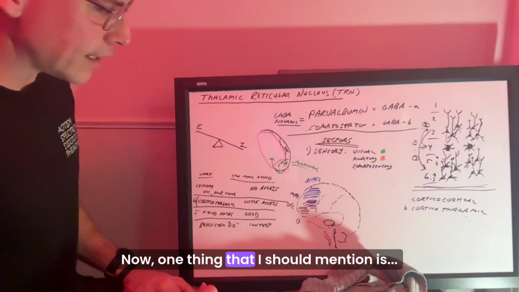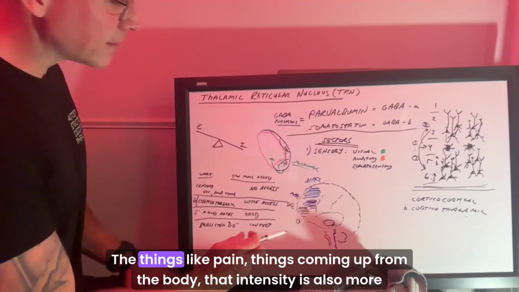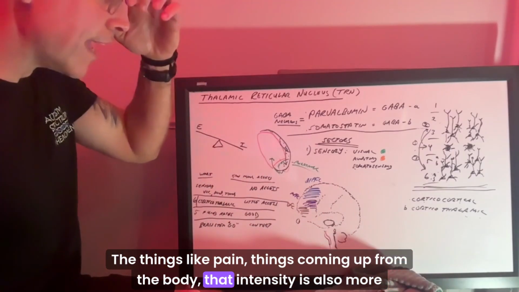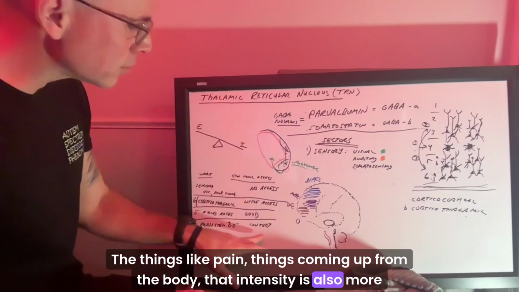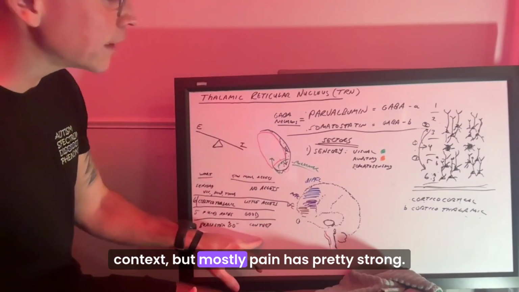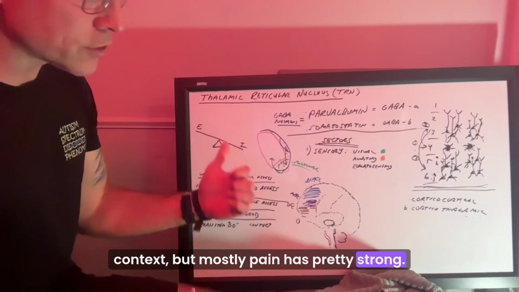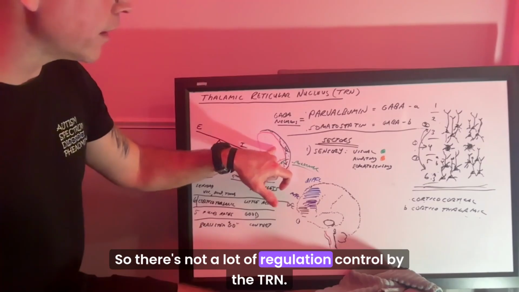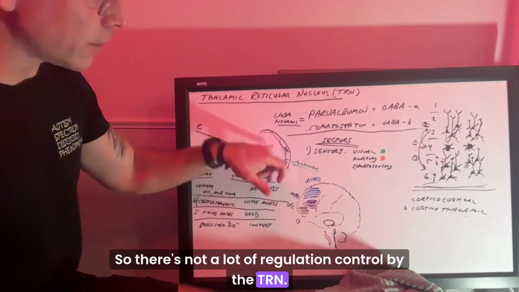Now, one thing that I should mention is things like pain, things coming up from the body. That intensity is also more context, but mostly pain has pretty strong access. So there's not a lot of regulation control by the TRN.